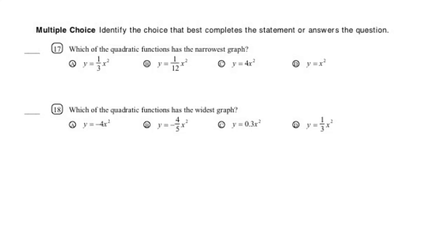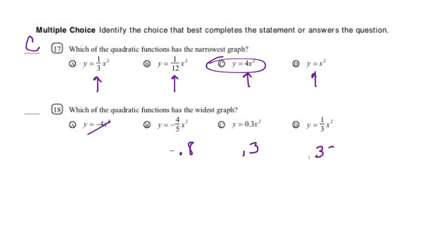17. Which of the quadratic functions is the narrowest graph? So we look at these values in front of x squared, and the 4 really stands out. 4 is going to be the narrowest. Which quadratic function is the widest graph? It's not that one, negative 4/5. We're concerned about the 0.8, 0.3, and this is 0.333 repeating. So that is the tiniest fraction we have. So it's going to be C. And I think, yep, that is all of them.